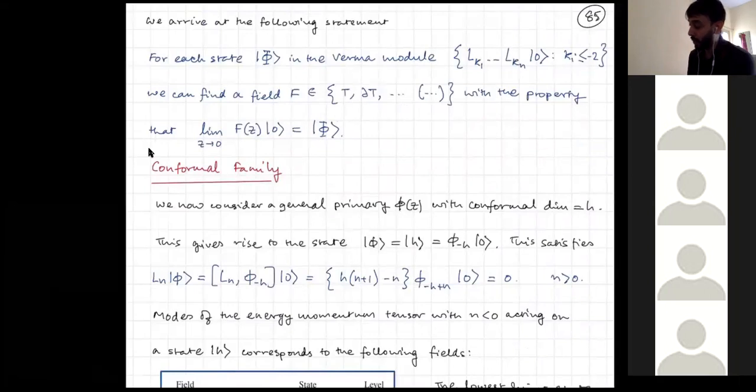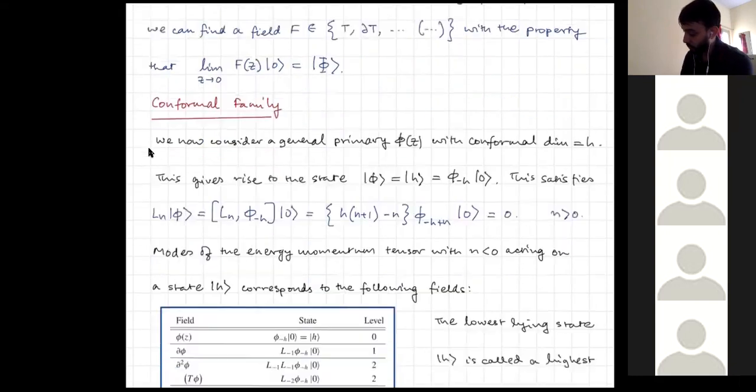So we arrive at the following statement. For every state phi in the Verma module, which is given by some L's acting on the vacuum, we can find a field, built from T or del T or more T's and so on and so forth. This field and the state are in one-to-one correspondence. Okay, so this is an important thing.